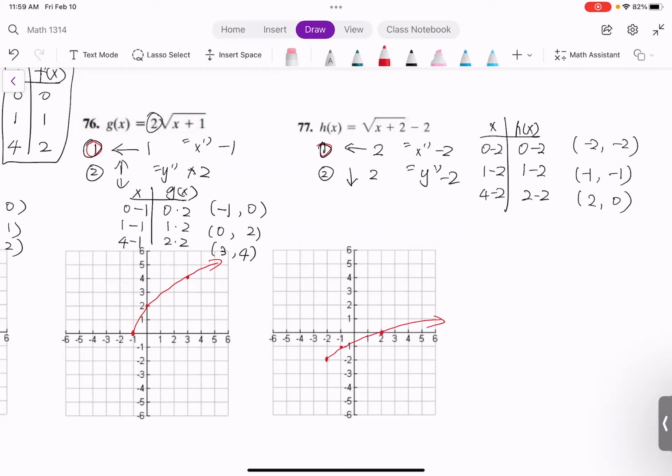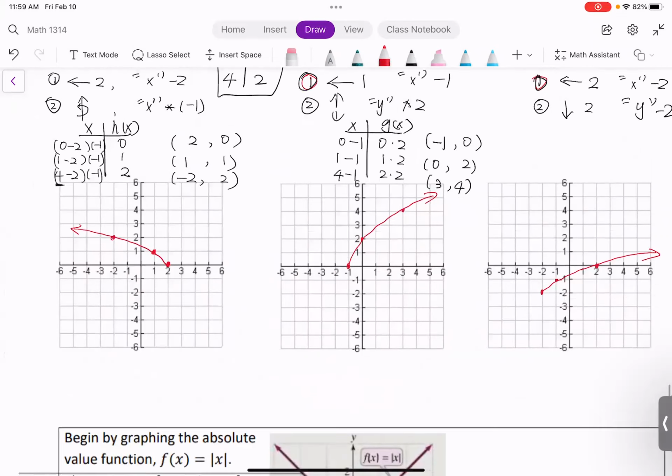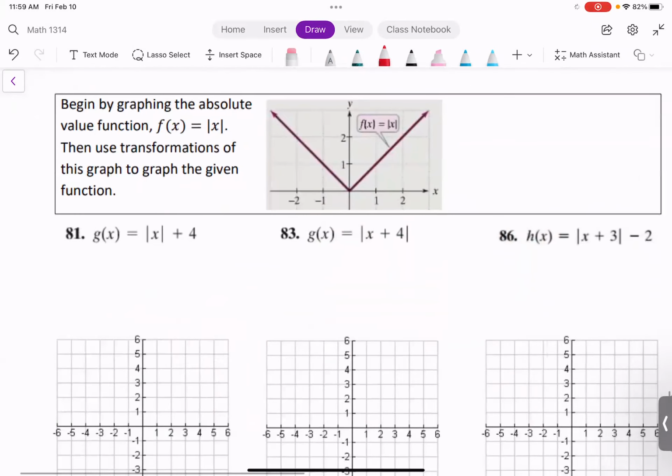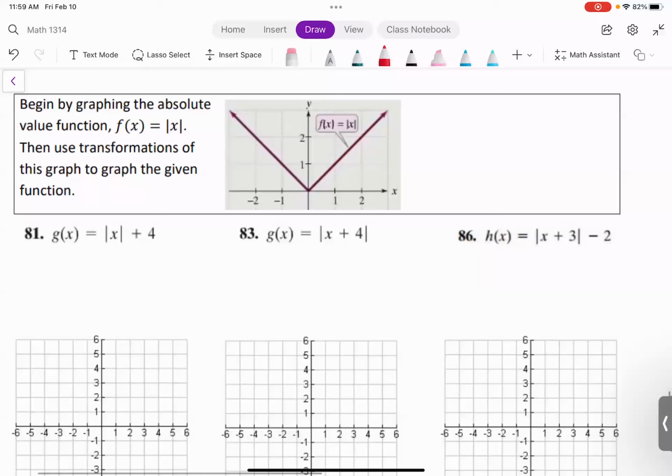And let's see what is next. Graphing the absolute value function. The absolute value function, f of x equals absolute value of x, is shown here, but it doesn't give us the key points. We'd better have 3 key points. Then we can find the new key points for the transformed equation. If it doesn't give us any, we can find some easy key points.